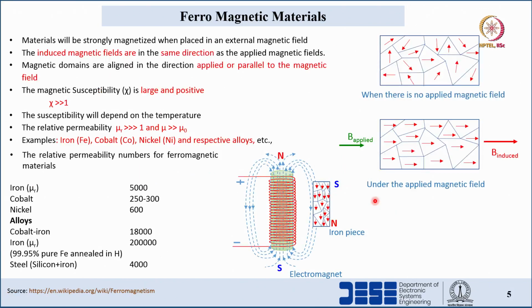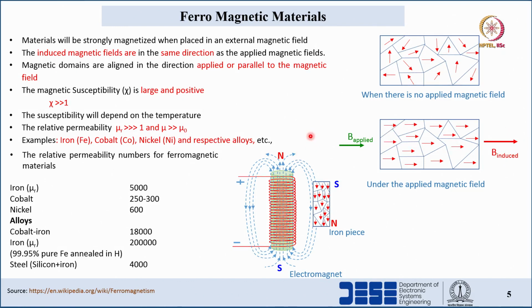Now, we will see the ferromagnetic materials. Similarly, here also we will apply a magnetic field. We can see in this figure, if there is no magnetic field, all domains are randomly oriented. If we apply a magnetic field B to this particular type of magnetic material, all magnetic domains are aligned in one direction, and the induced magnetic field is also in the same direction as the applied magnetic field.